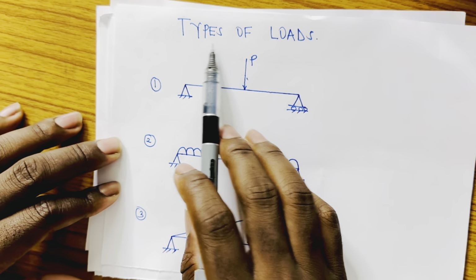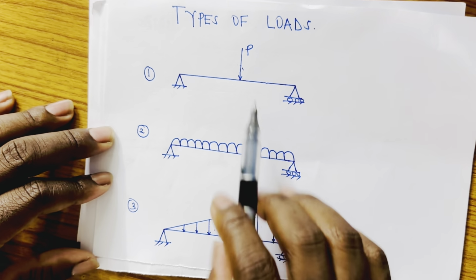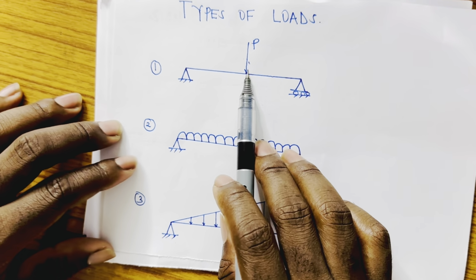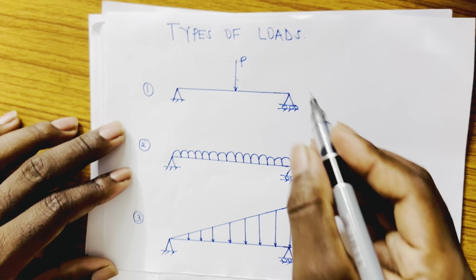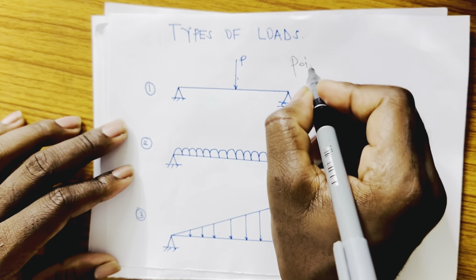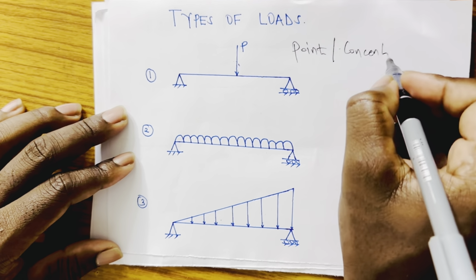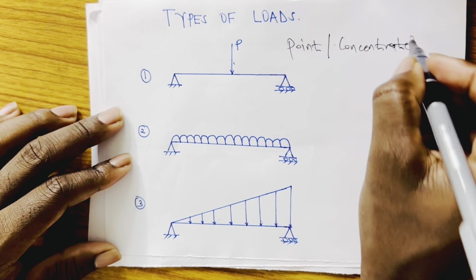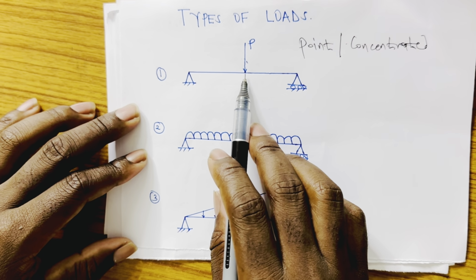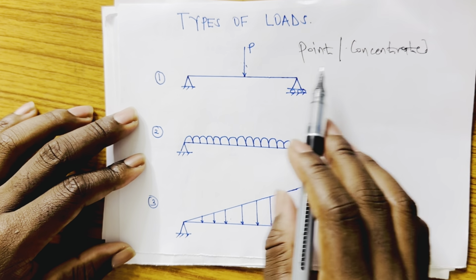Well, after knowing the 5 types of beams, let me take you through also what we call the types of loads. So loads, in this case, if I have for instance a load here, this is what we call a point load. Another name can be concentrated load. This is very important to know that if it is acting at a point like this directly, it's a point load.